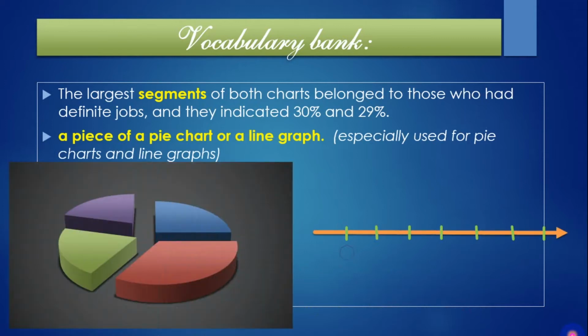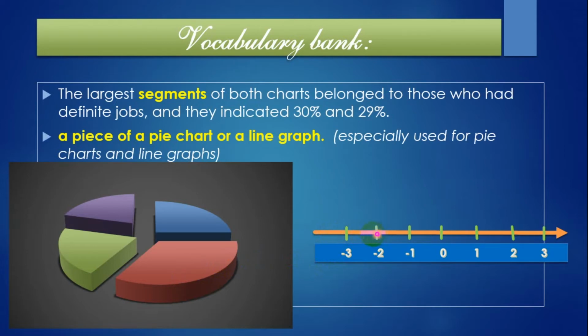Here we have a pie chart and a line graph, and in this pie chart you can see 4 different segments. So these parts are called segment. Segment is a part of a pie chart which has been cut out. In a line graph, the distance between two numbers is called a segment.